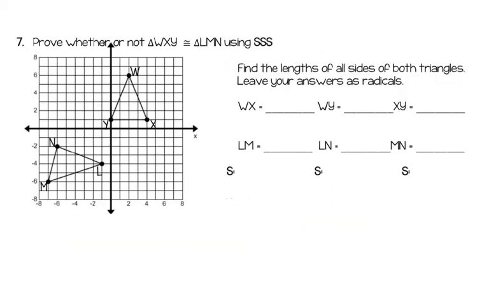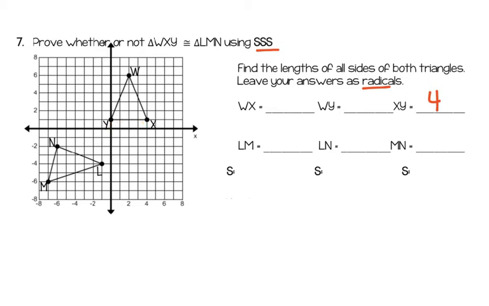Okay, number 7, prove whether or not triangle WXY is congruent to triangle LMN using side, side, side. On the right, it says find the lengths of all the sides of both triangles and leave your answers as radicals. Okay, so let's go ahead. We can find this side, YX, really easily just by counting. I see XY is 4, so I'm going to write that. So that was easy.